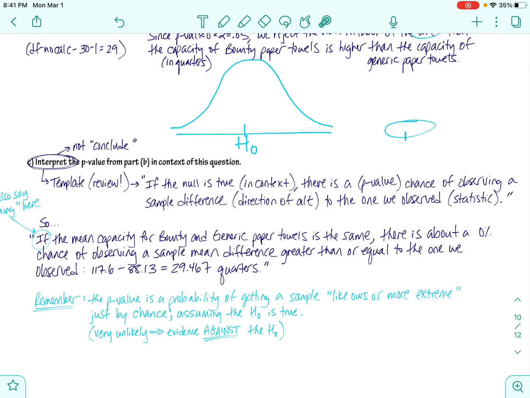Okay? So there, my friends, in a nutshell, is how to do a 2-sample t-test for means for chapter 10.